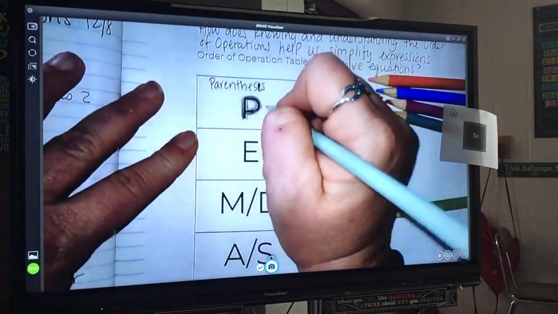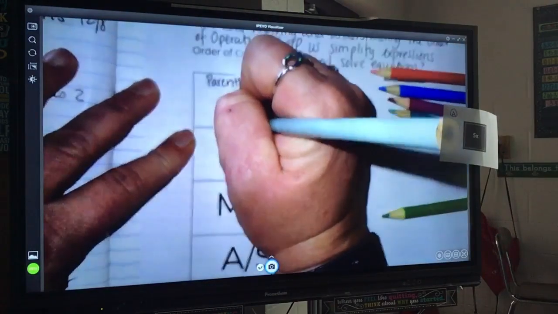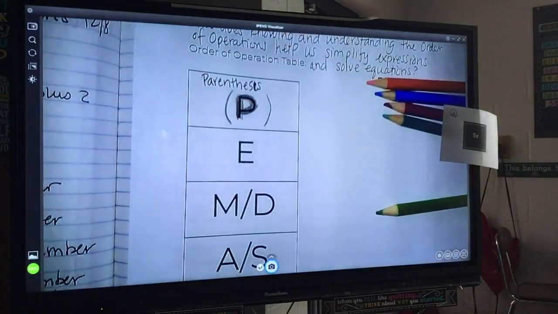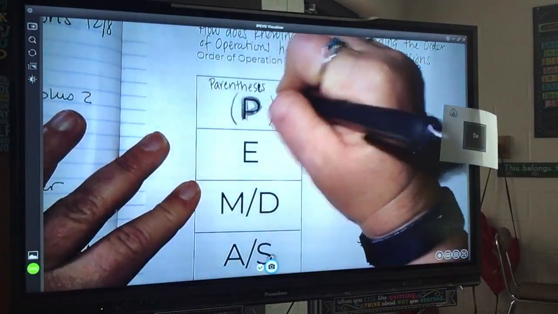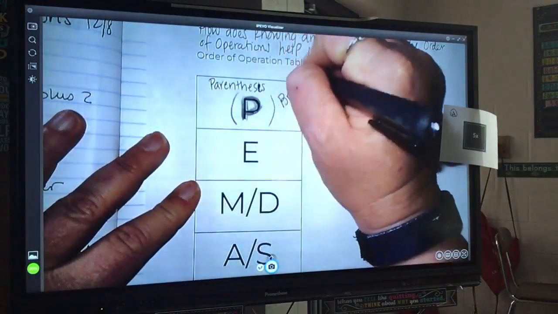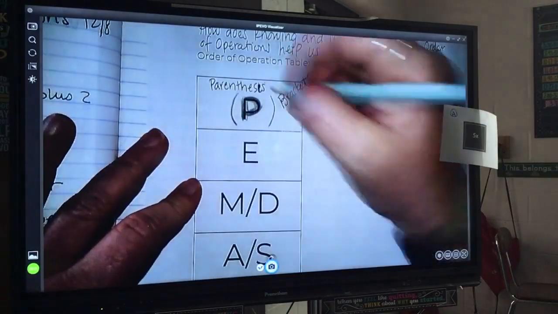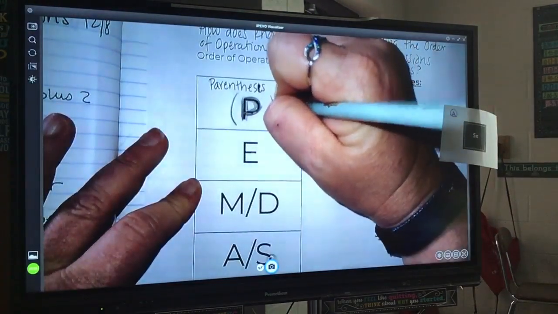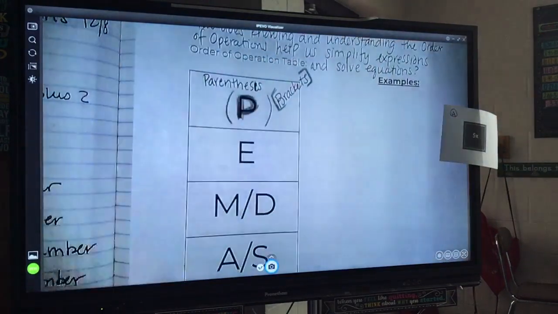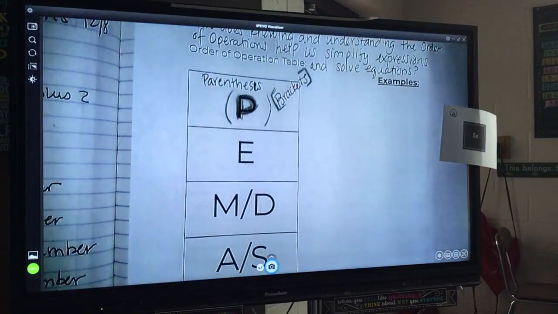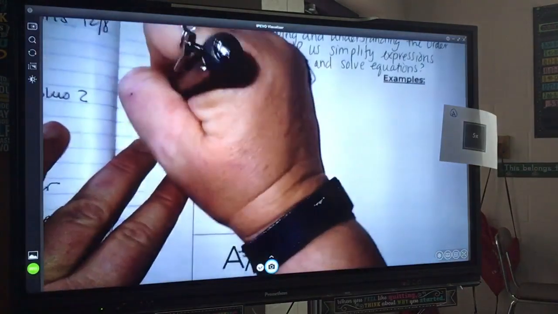Alright, and parentheses also are represented obviously with those, but you will also see them with brackets. Brackets will look like this. The first thing.